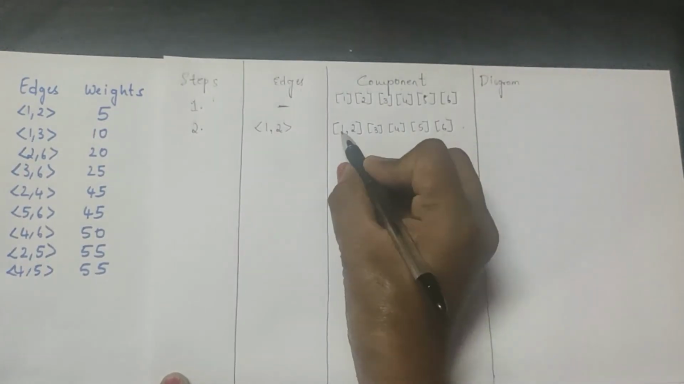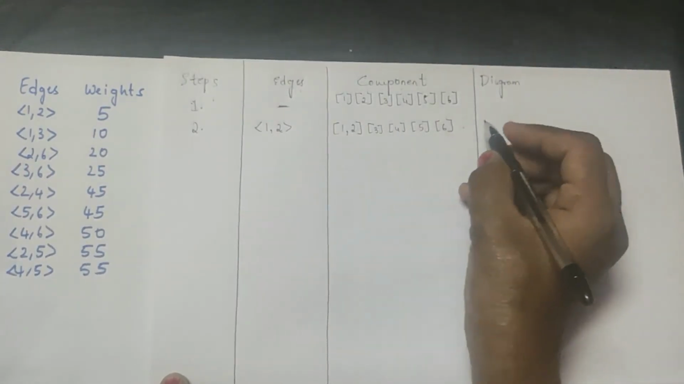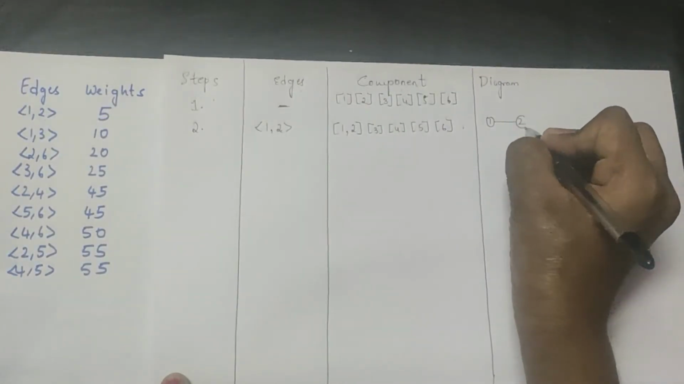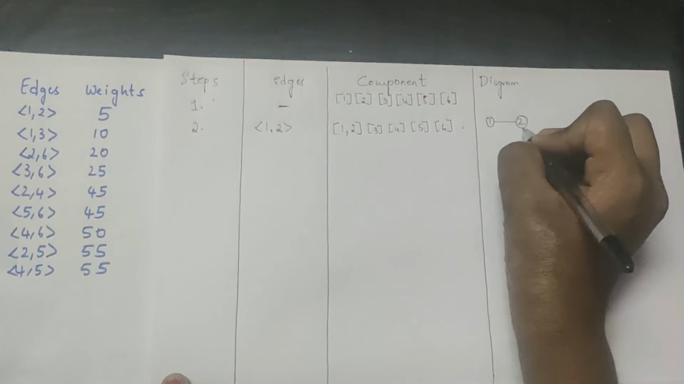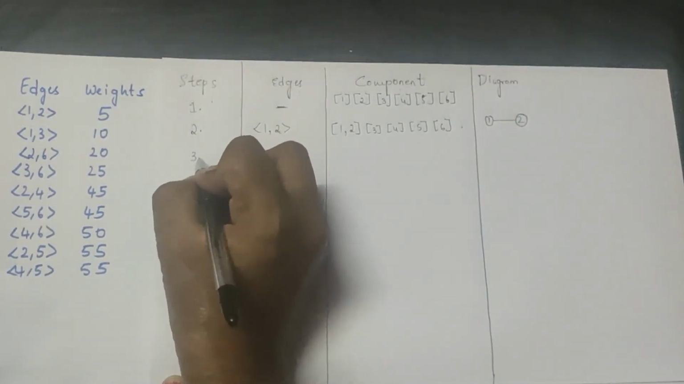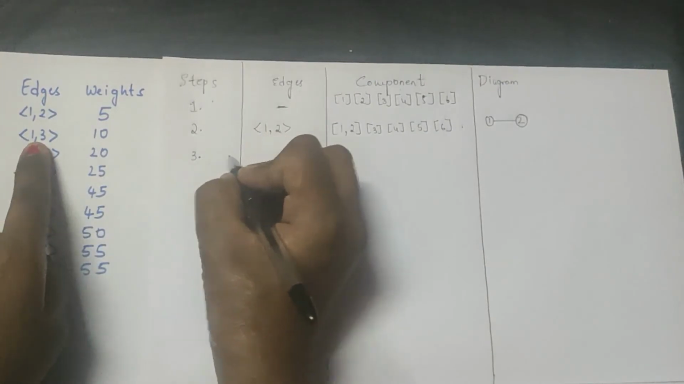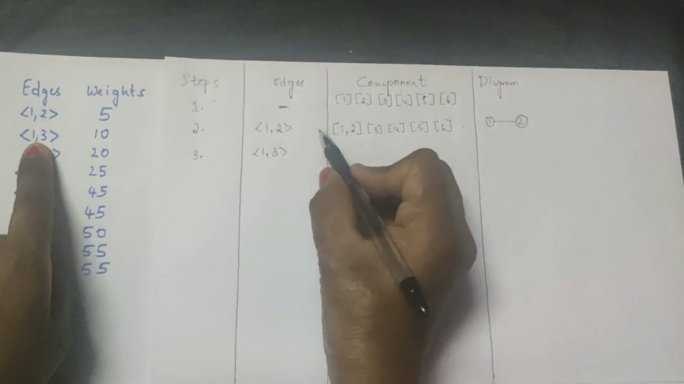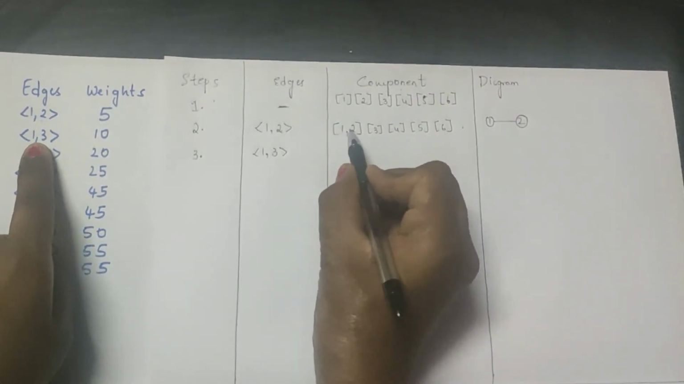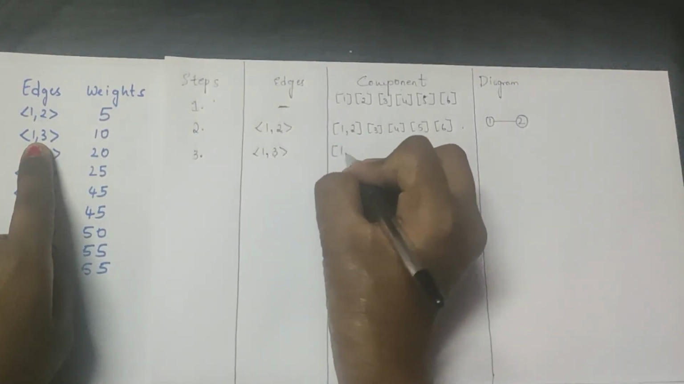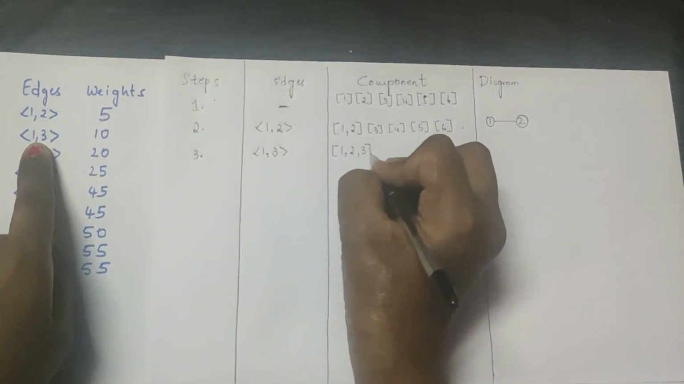Now if you see here 1, 2, so when I draw a diagram from 1 to 2, I am not getting any cycle. So I will accept this and I will draw the diagram. Now I'll go to step 3. I'll take the second edge, that is 1, 3. As we saw in this previous stage that 1 and 2 are already in a single component. So now 3 also comes into this component. So 1, 2 and 3.